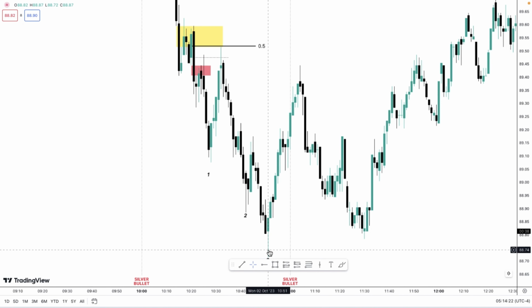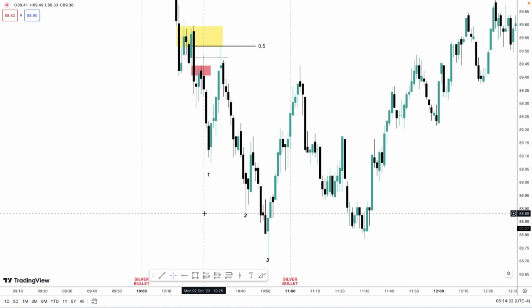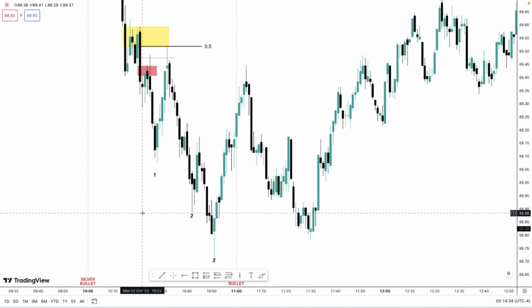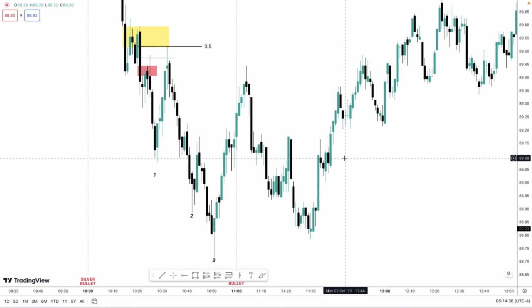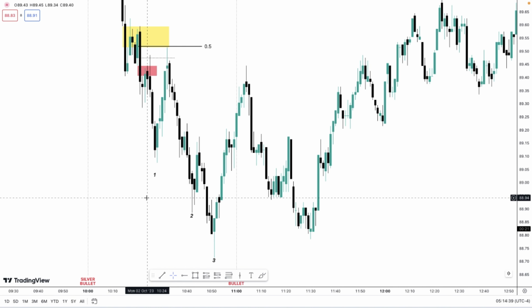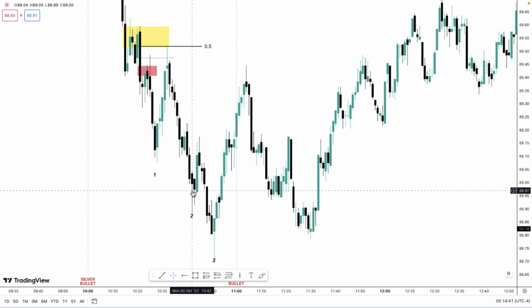So what time is that? 10:52, 10:51. So you don't have to hold until 11. You don't have to hold until 11. After seeing this three drives pattern, I made a video on that. I'll attach it to the corner of your screen. You can watch that. The three drives pattern is a very powerful signature in price. So we see that being created there.